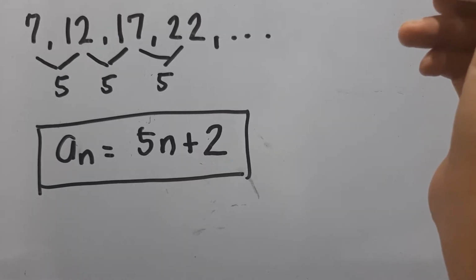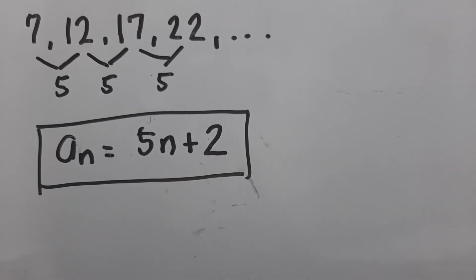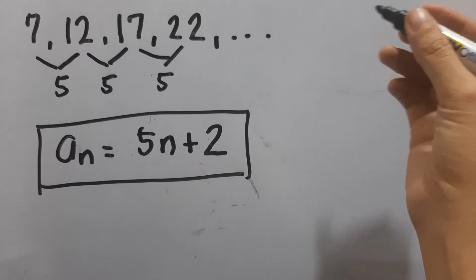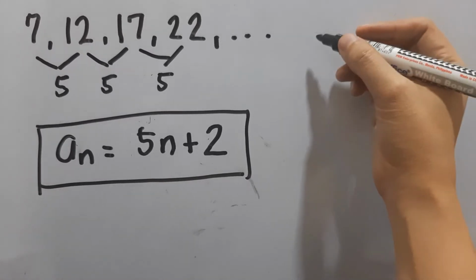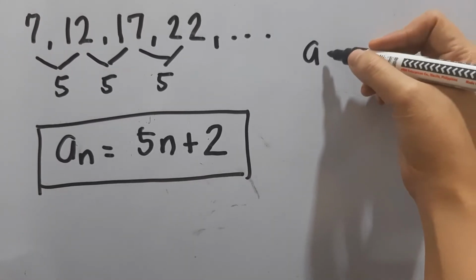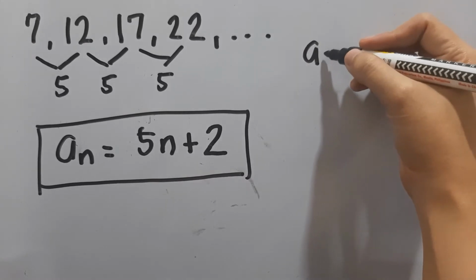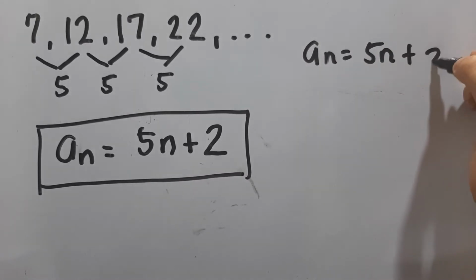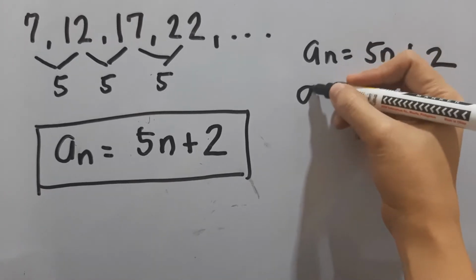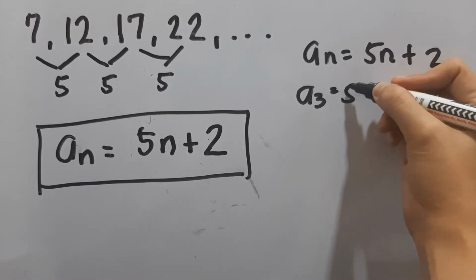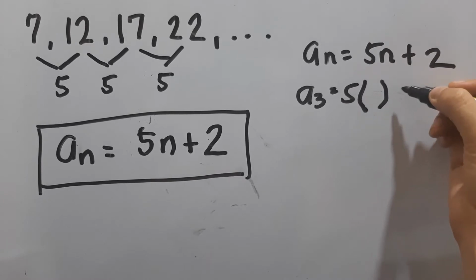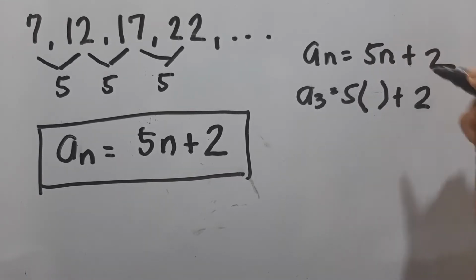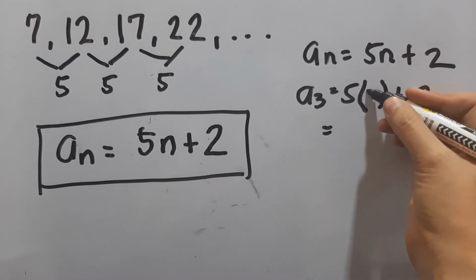Paano natin ma-check kung tama yung ating binigay na formula? So, pwede natin siyang i-check. Kagaya nung kanina, pwede natin kunin ang kanyang, let's say, third term. A sub n equals 5n plus 2. So, a sub 3 equals 5. Diba sabi ko parenthesis nyo yan plus 2. So, this will become 3.